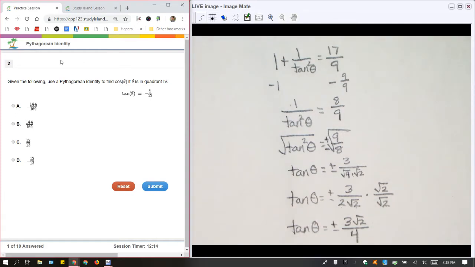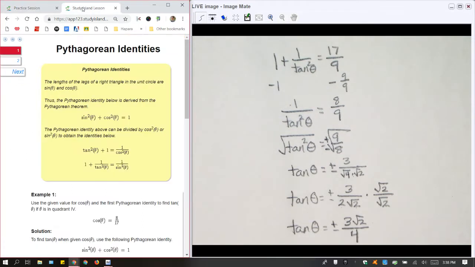Number 2, given the following, use a Pythagorean identity to find the cosine of theta if theta is in quadrant 4. And it's given us the tangent of theta. So again, if we look at our lesson, the identity that uses tangent and cosine, the two things that we're interested in, is right here. The tangent of theta squared plus 1 is equal to 1 divided by the cosine of theta squared.